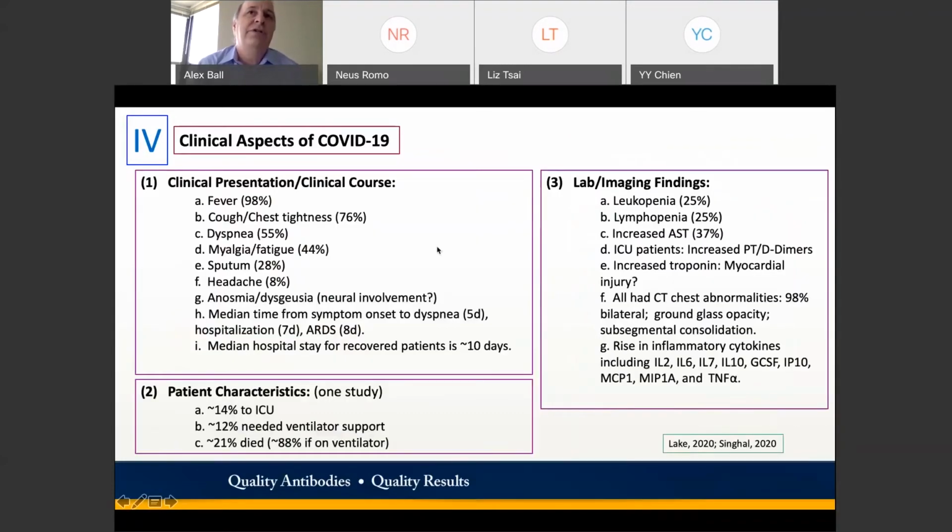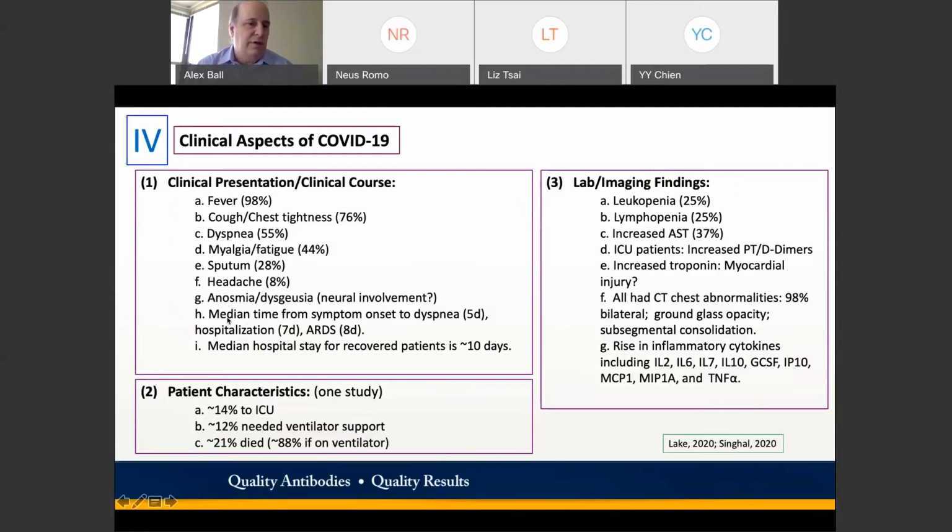If we look at how patients present, and this is a very evolving field, in the classic presentation, fever and cough were extremely common, particularly fever. Shortness of breath in more than half of cases, muscle aches becoming more and more appreciated as a symptom, sputum production, headache, and then of course anosmia, the loss of sense of smell and the disrupted sense of taste, potentially indicating neural involvement. This is becoming more and more appreciated as an early sign of disease.